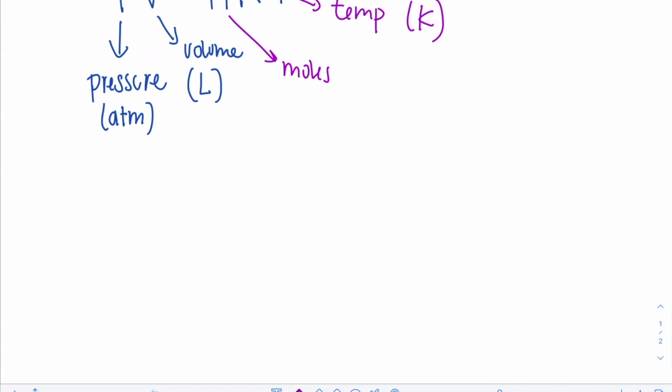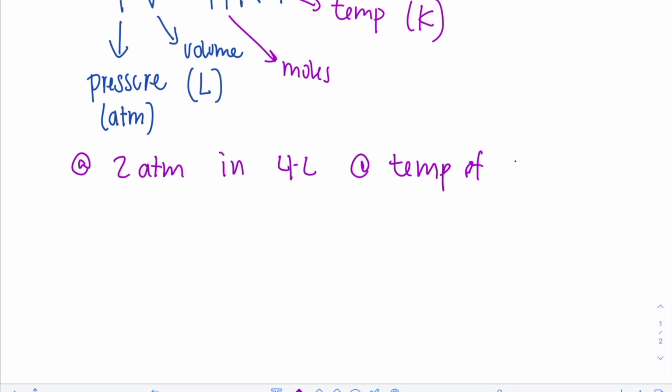So let's say you have a gas at 2 ATMs in a steel container that is 4 liters at a temp of 298 Kelvin. How many moles of gas are there? Because all of these things work together, and you can solve for different variables here.